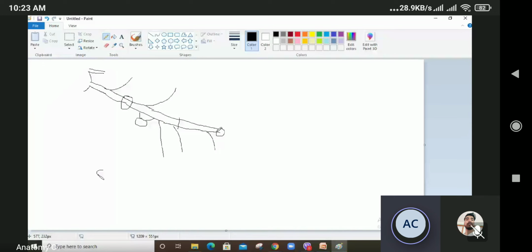Now this is the infraorbital foramen. From here, this nerve will come out as the infraorbital nerve, which is further divided into three branches. Going towards the eye, palpebral; going towards the nose, nasal; going towards the lip, labial. So these are the three terminal branches. This is the maxillary nerve.